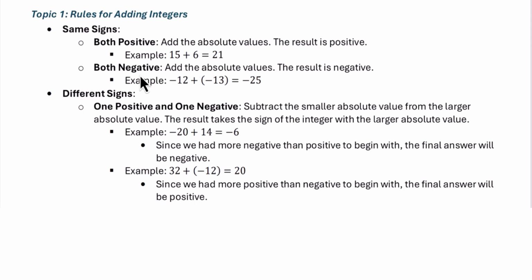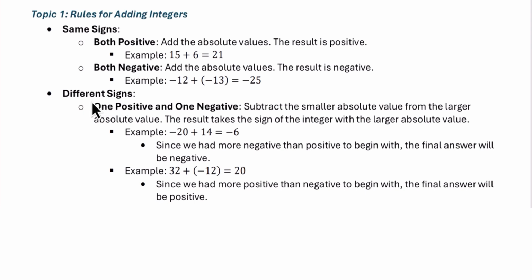If they're both negative, we add the absolute values, then the result is negative. For example, negative 12 plus negative 13. We add the absolute values to get 25, but then we make the answer negative.